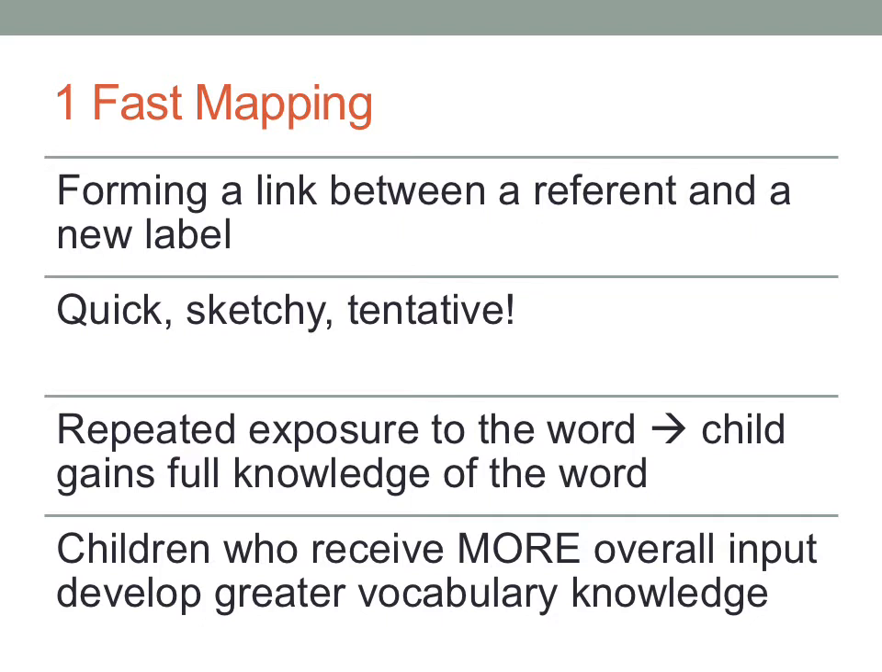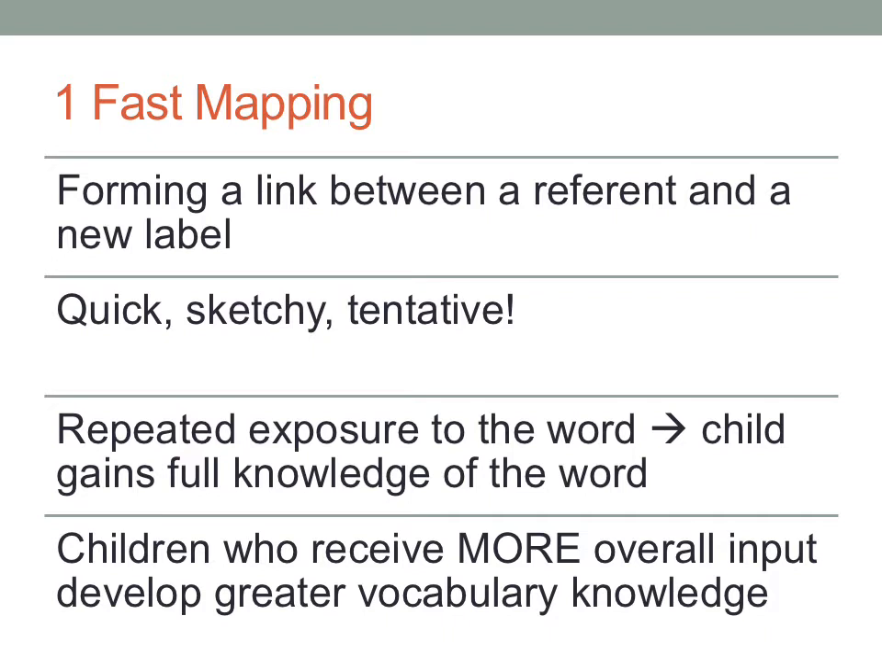These are very quick mapping of meaning of a word. It's sketchy, it's tentative, it's incomplete for sure. And it's through repeated exposure to the word that the child then fully develops their knowledge of that word. So you can think of fast mapping as a surface level initial understanding of the meaning of a word. They have not yet developed rich, deep understanding of that word.